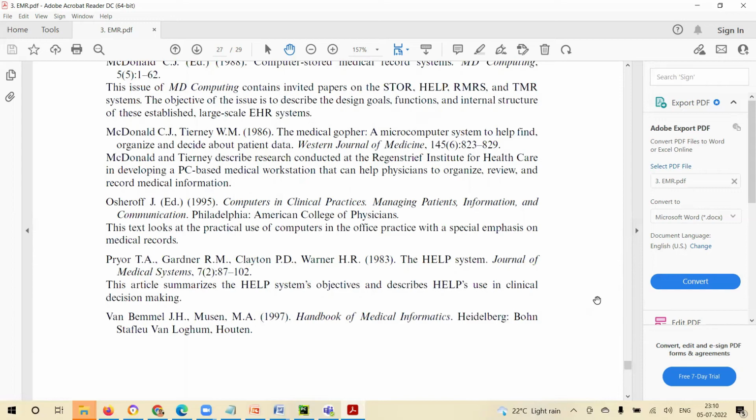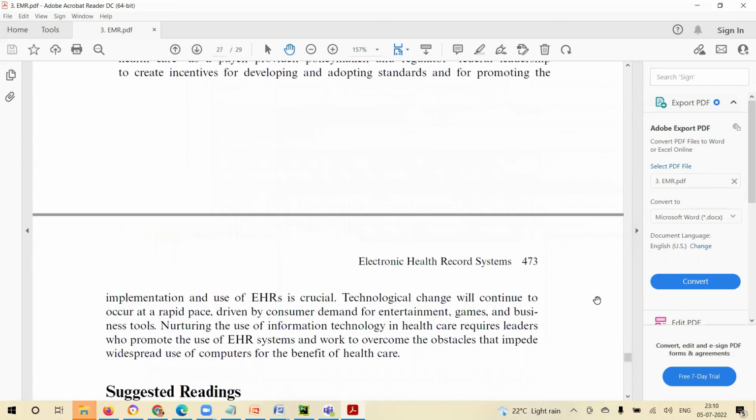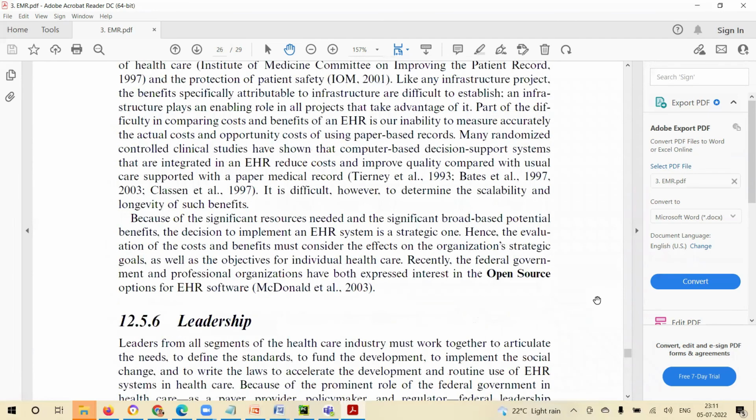Okay. So I'll share this document. And with that, we are done. HIPAA. Okay, wait.